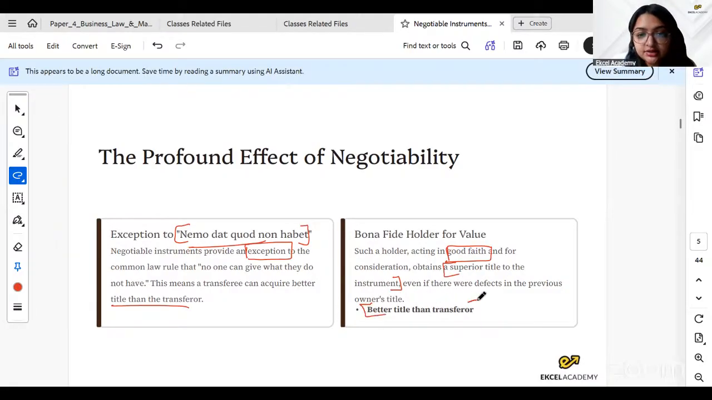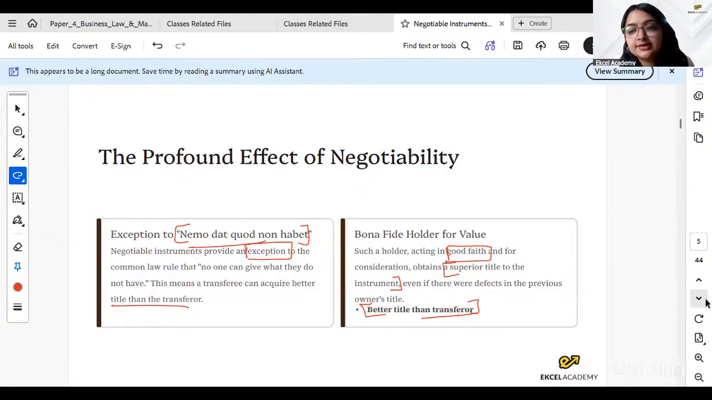So they have better title than the transferor. Why are we saying better? Because the transferor did not have the title itself, yet he transferred it, and now the transferee has good title to it. All right. So please make sure that you remember that your negotiable instrument is an exception to the rule of nemo dat quod non habet.